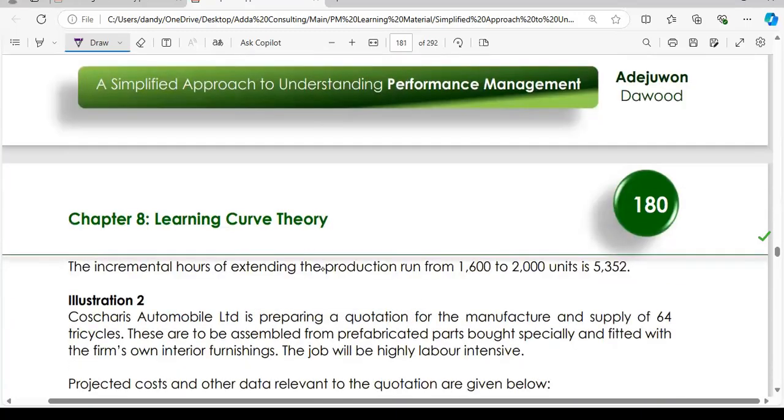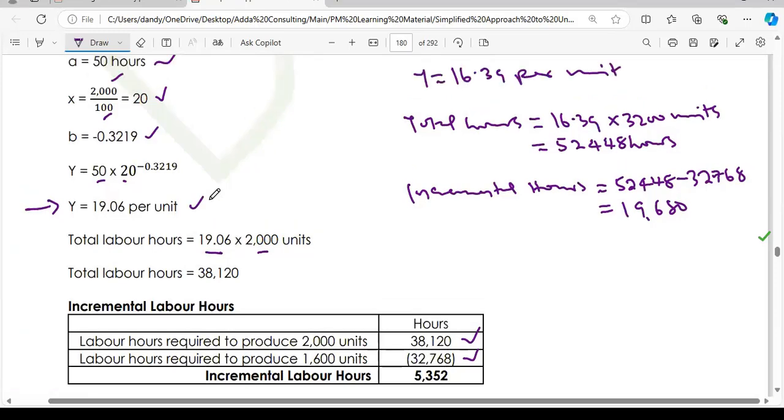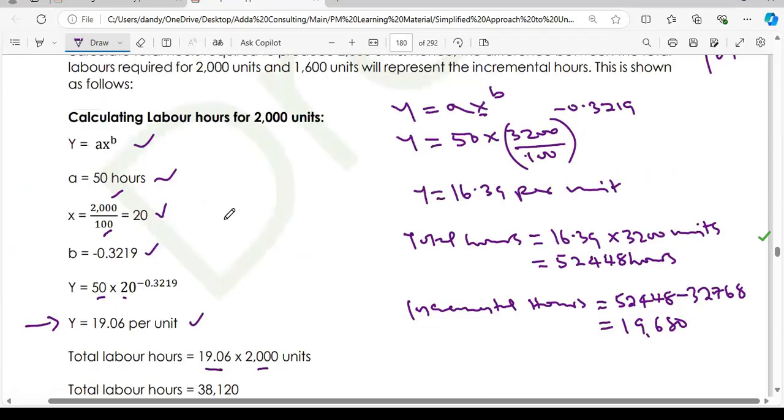So what you need to do is just to know when to use the tabular method or when to use the algebraic method.